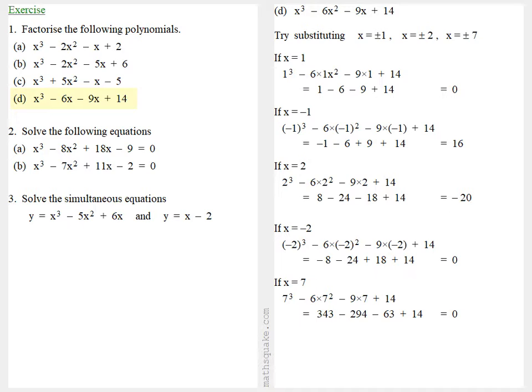So we have 0 when x equals 1, when x equals minus 2, and when x equals 7. So the factors are x minus 1, x plus 2, and x minus 7. So when we factorise the cubic, we get x minus 1 into x plus 2 into x minus 7.